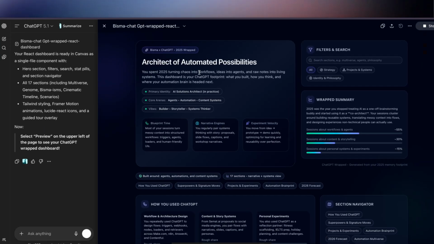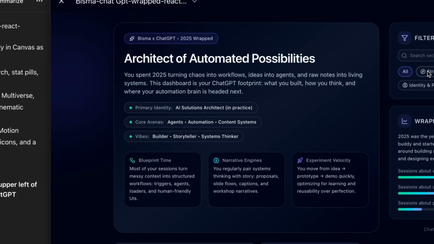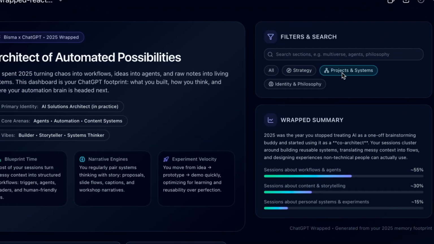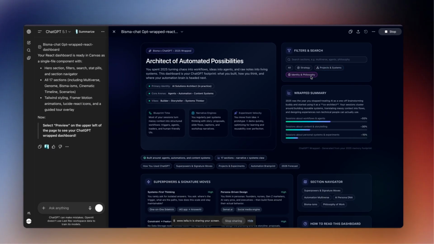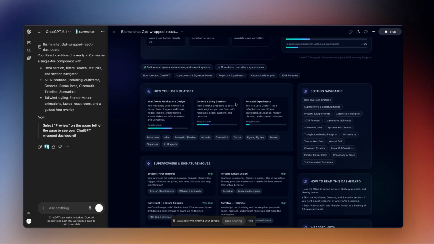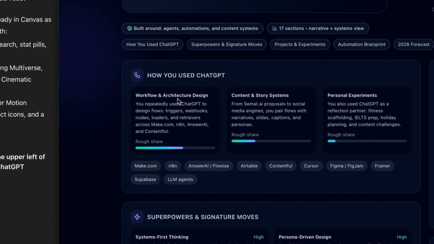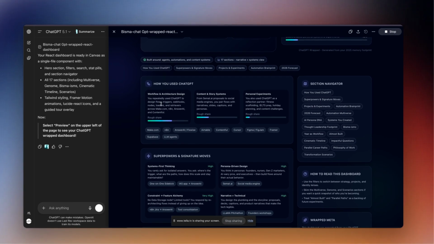The title was Architect of Automated Possibilities. My wrapped summary, what I used it for. I can also filter it on the strategy and the projects and systems that I built, the projects that I worked on, and some of the identity and philosophical stuff as well. So that sounds very interesting. Okay, so this is how I have used ChatGPT on workflow and architectural design, triggers, webhooks, nodes, because this is exactly what I do, and I have a lot of questions to ask on a regular basis.